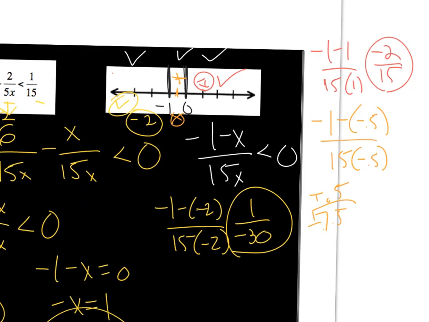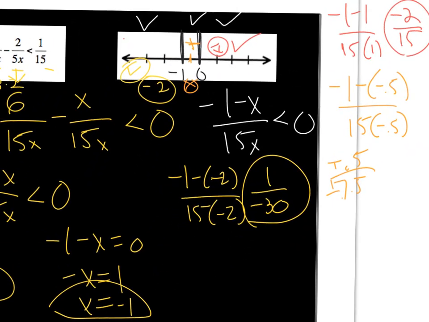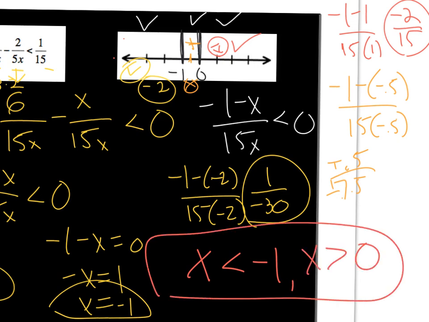So now looking at this, I've got x less than negative 1, x greater than 0. There are my 2 solution areas. All right, take your time with this, play around with this, come talk to me with questions, and like I said, take your time, break everything down as simple as you can.